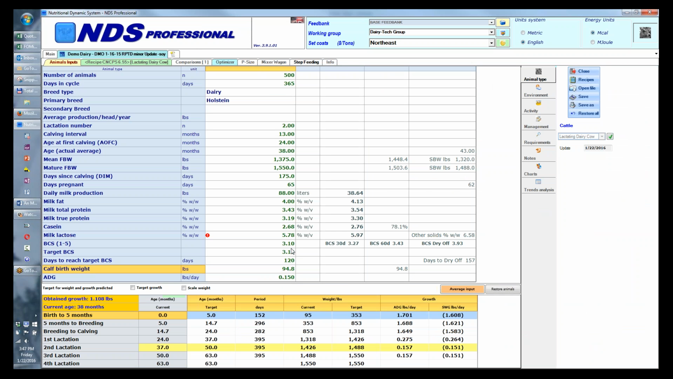Again, it's the same diet. The current body condition score is 3.1. The target body condition score is 3.1. There is a days to reach target body condition, but since they're not changing, that's not really a factor here.